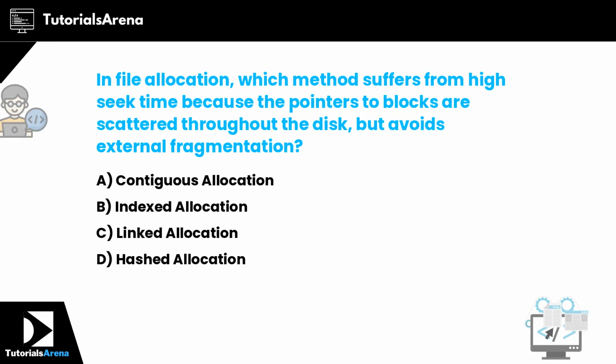In file allocation, which method suffers from high seek time because the pointers to blocks are scattered throughout the disk, but avoids external fragmentation? The correct answer is option C, linked allocation.